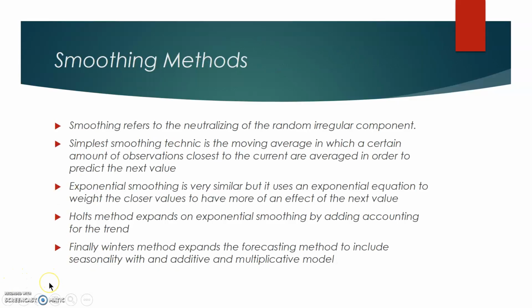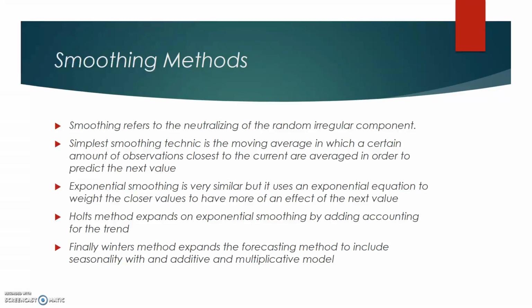Okay, so looking at smoothing methods in detail, it basically refers to the neutralizing of the random irregular components. The simplest smoothing technique is the moving average, and that is basically when a certain amount of observations closest to the current are averaged in order to predict the next value. Exponential smoothing is a type of smoothing, and that's very similar to the simple one, but it uses an exponential equation to weight the closer values to have more of an effect on the next value.